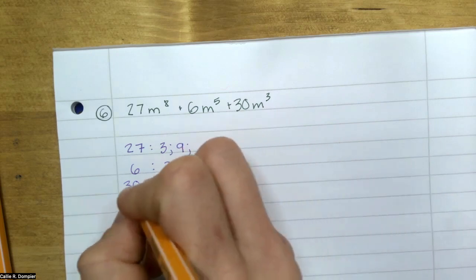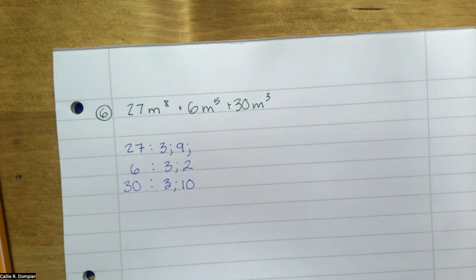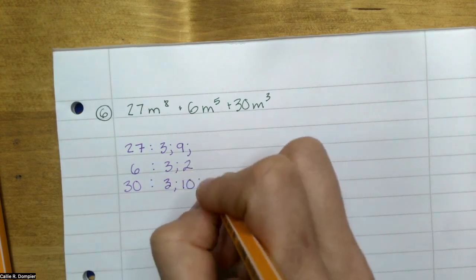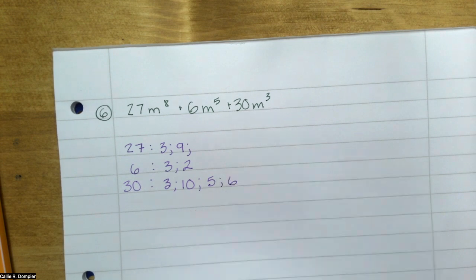Is 3 a factor of 30? Yes, because we can multiply 3 times 10, right? So our common factor is 3. You could keep going and say it's also 5 and 6, right? But that's irrelevant because we're looking for a common factor. So our common factor is 3.